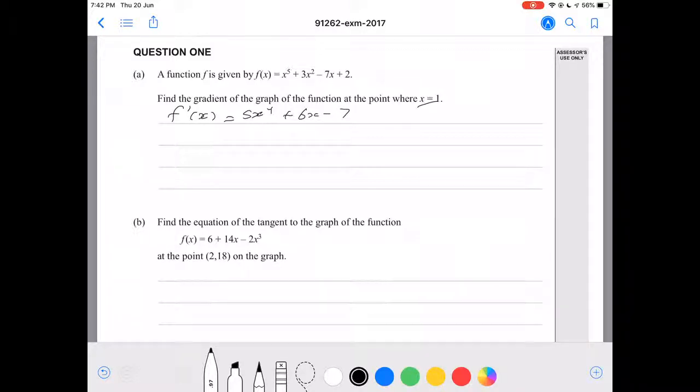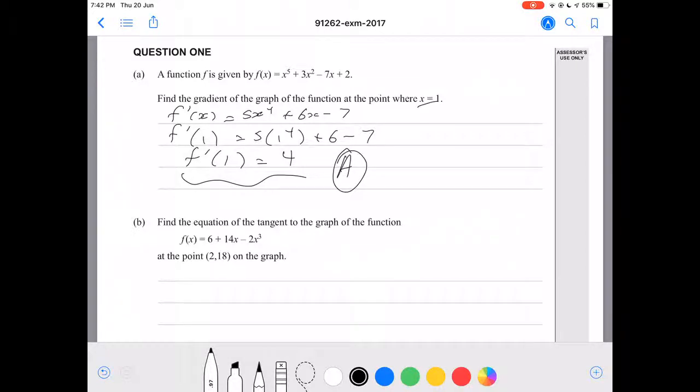So now we simply substitute x equals 1 to find our gradient. So f dash of 1 equals 5 times 1 to the power 4 plus 6 minus 7. 1 to the power of 4 is 1, 5 plus 6 minus 7 is 4. So f dash of 1 should be 4. And getting f dash of 1 equals 4 will get you an achieved grade here.